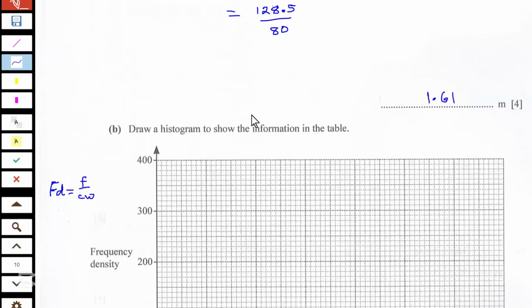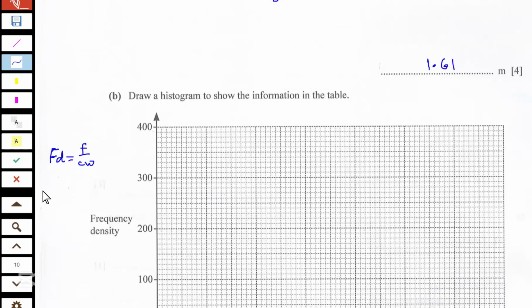For the first class interval, FD will be equal to the frequency 12 over the class width, which is 0.3. That gives us 40. Now, the frequency density of the second class interval is going to be frequency over the class width, 20 divided by 0.1. That gives us 200.